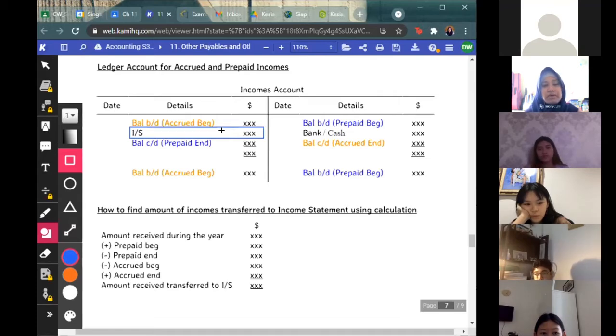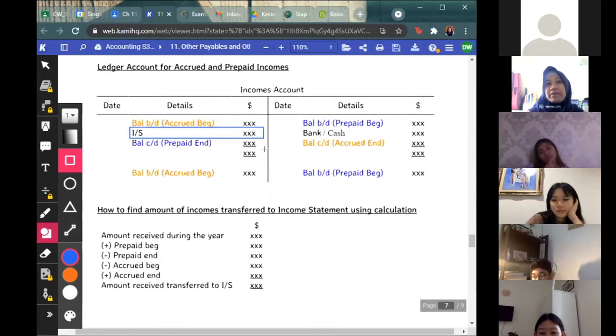Yeah, either it is prepaid or accrued. And then two others. What I meant by two others can be a combination between these three: IS, bank, cash, and balance CD. So definitely you will be given two pieces of information, and then you have to find the other one.